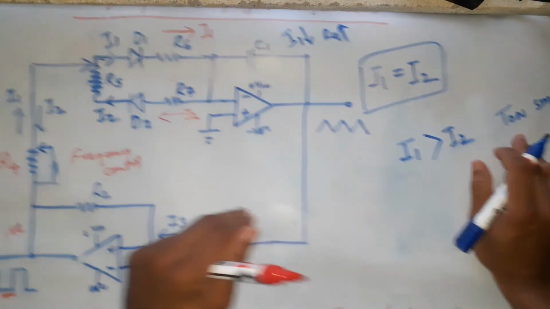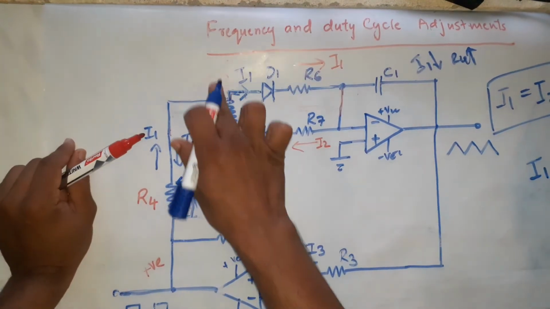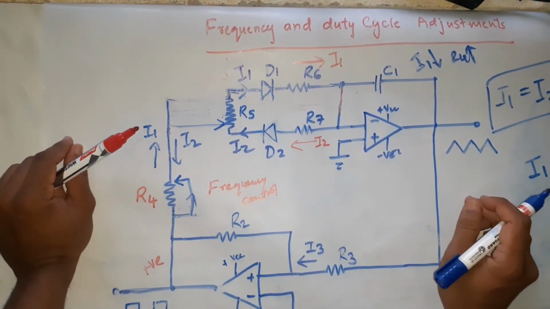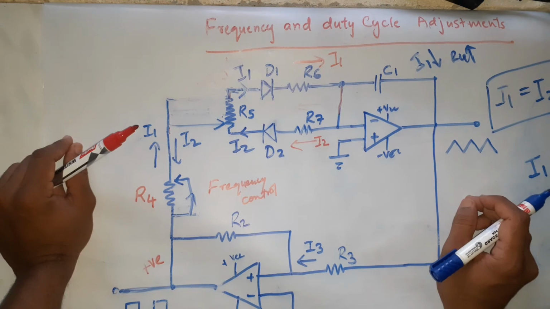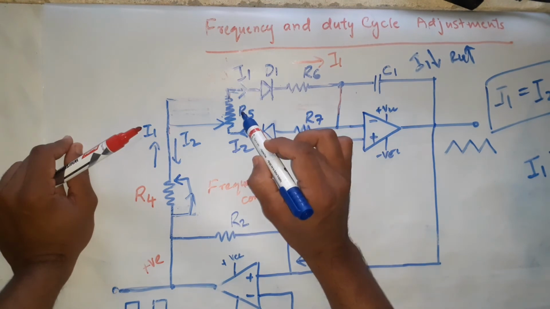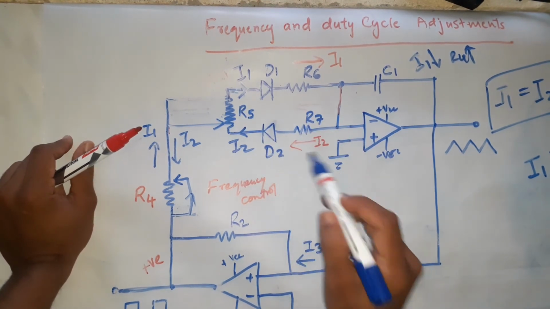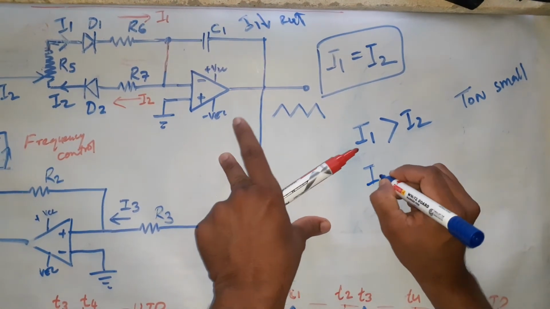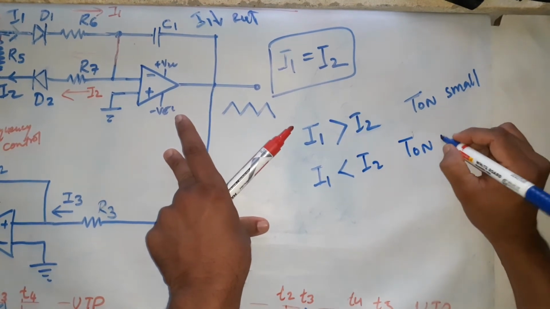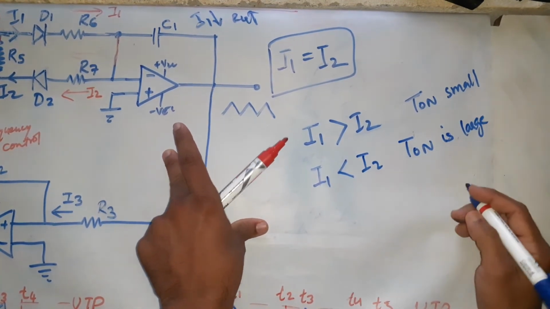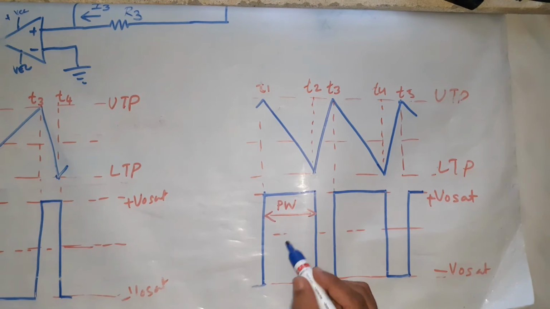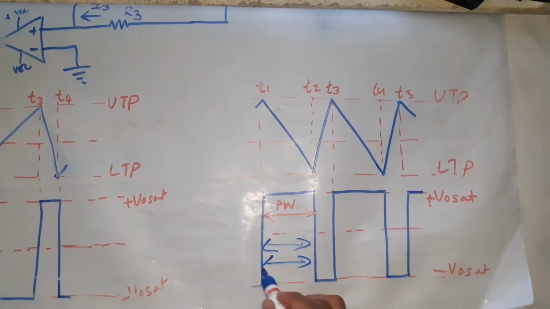Okay. The opposite of this, if R5 variable resistance is connected at the bottom, then what happens? For the current I1, resistance will increase and for the current I2, resistance will decrease. So in this case, I1 will be less than I2. Therefore, T on is large. T1 and T2 becomes large. T on time is large.